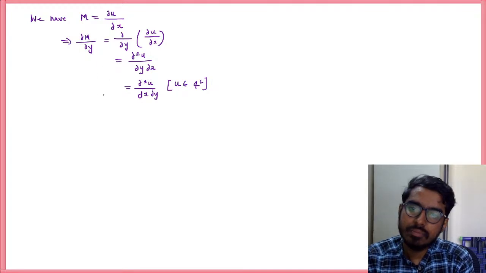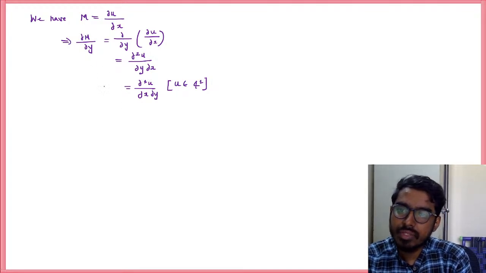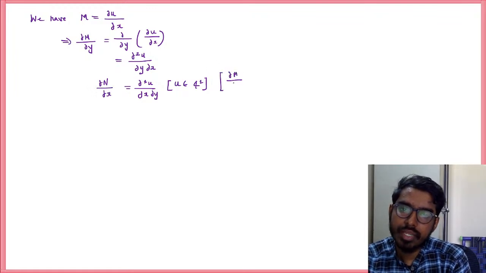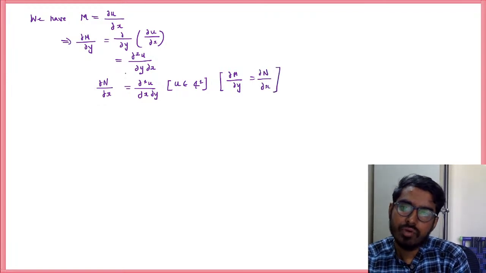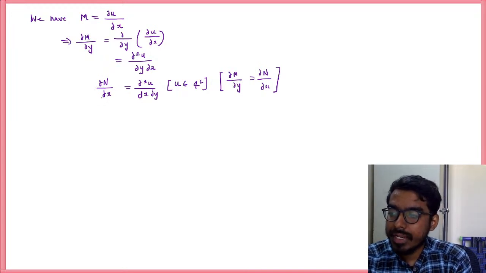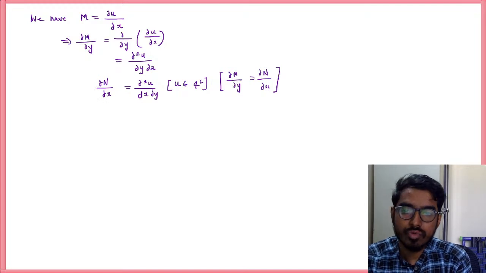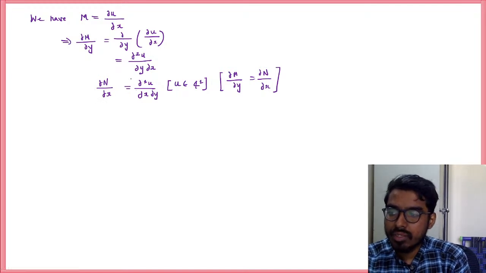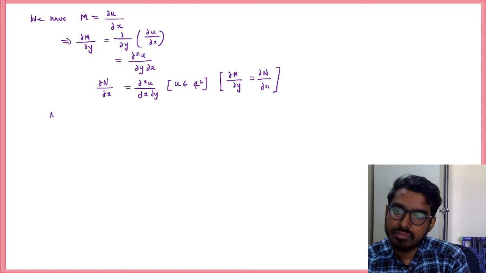And we know by assumption that ∂M/∂y is the same as ∂N/∂x. Therefore, I can interchange and replace ∂M/∂y with ∂N/∂x. So we have ∂N/∂x equal to ∂²u/∂x∂y. Now integrate with respect to x.